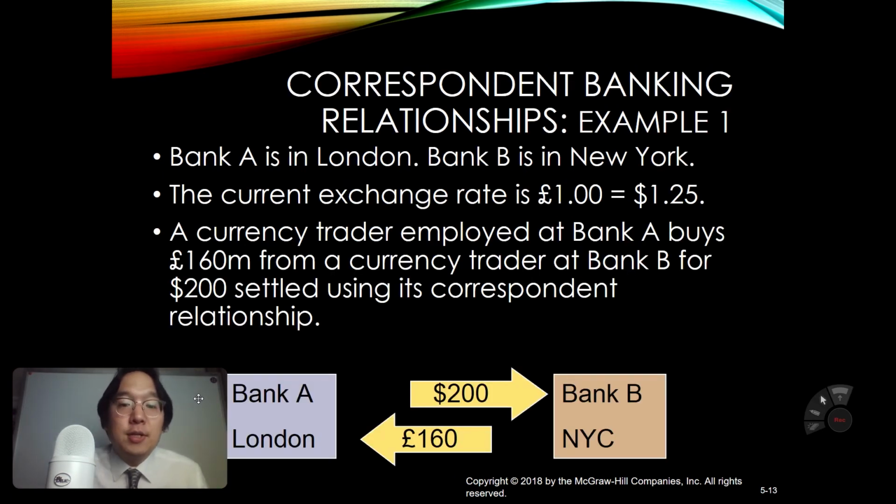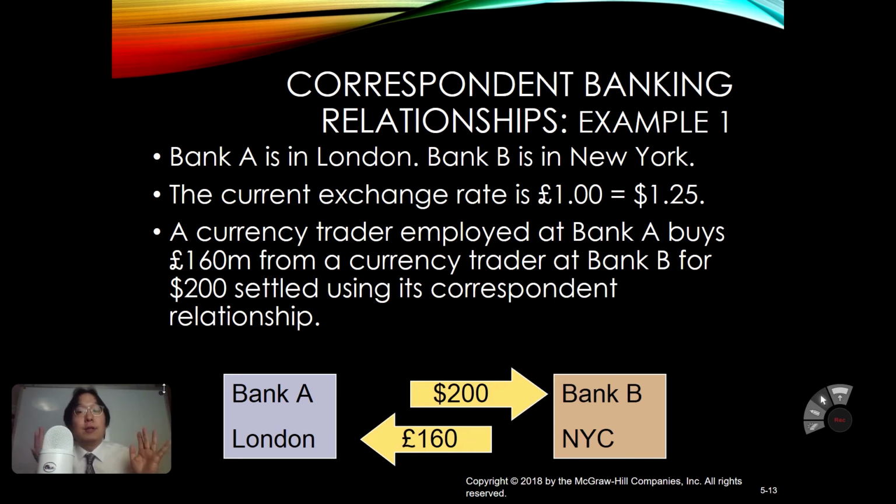So here's an example. Bank A is in London. Bank B is in New York. The current exchange rate is 1.25 US dollars per British pound. A currency trader employed at Bank A buys 160 million British pounds from a currency trader at Bank B for 200 million US dollars, settled using its correspondent banking relations. So Bank A gives 200 million US dollars to Bank B in exchange for 160 million British pounds.